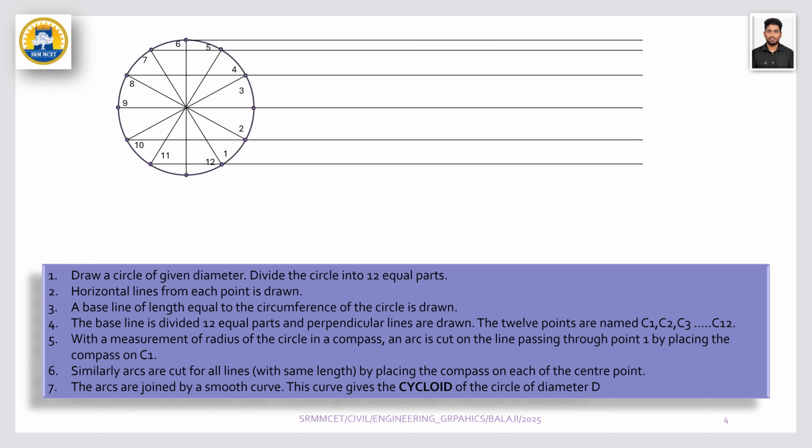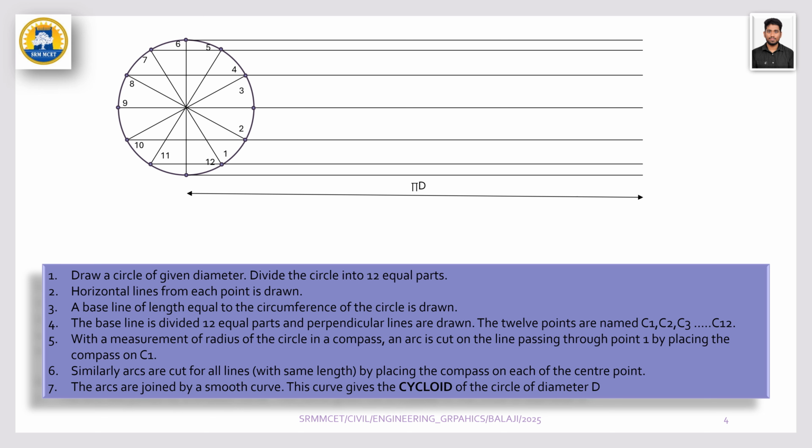And for the baseline, we have to take a distance of pi into the diameter of the circle. You can see we have drawn a baseline of distance pi d, and this baseline is to be divided into 12 equal parts, just like we did for the circle.